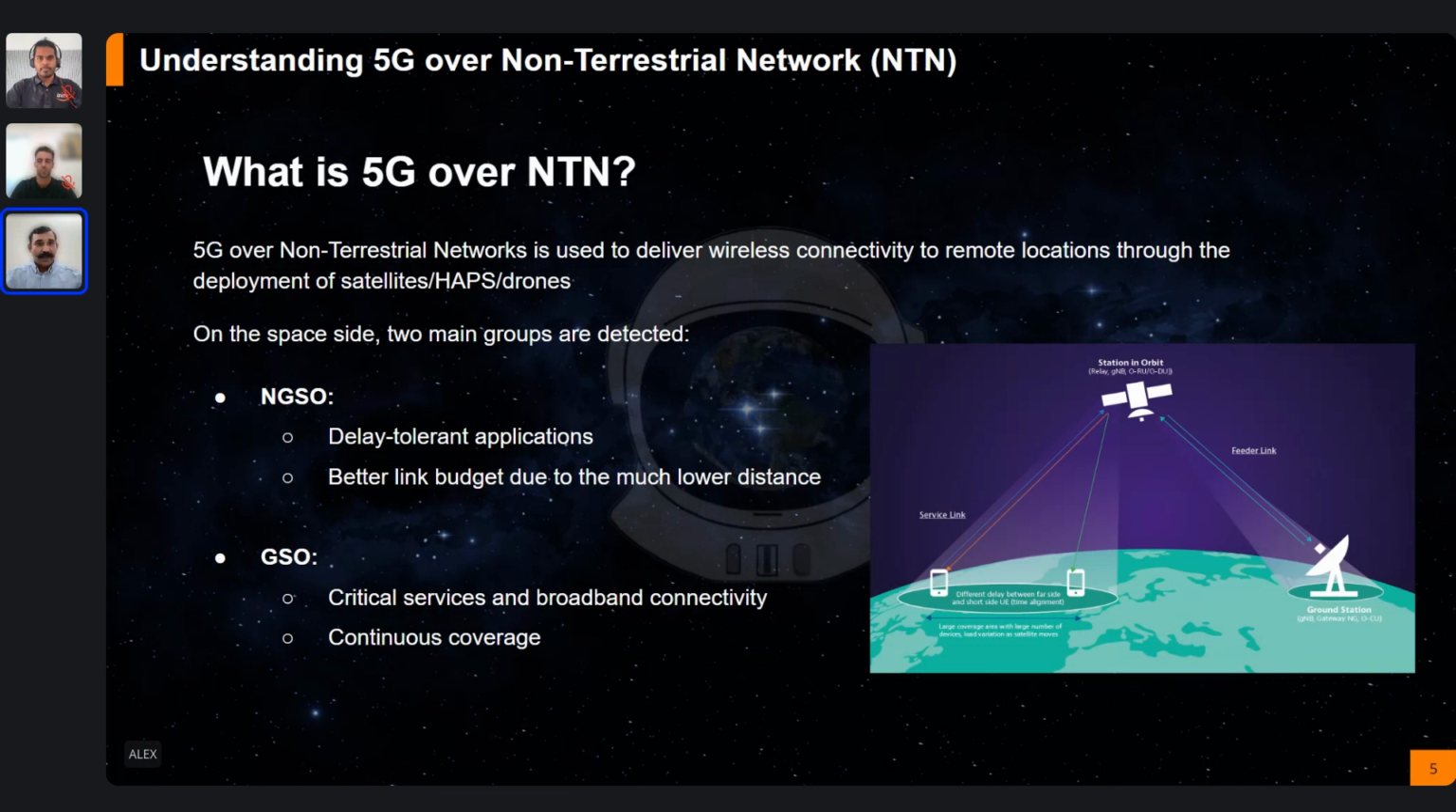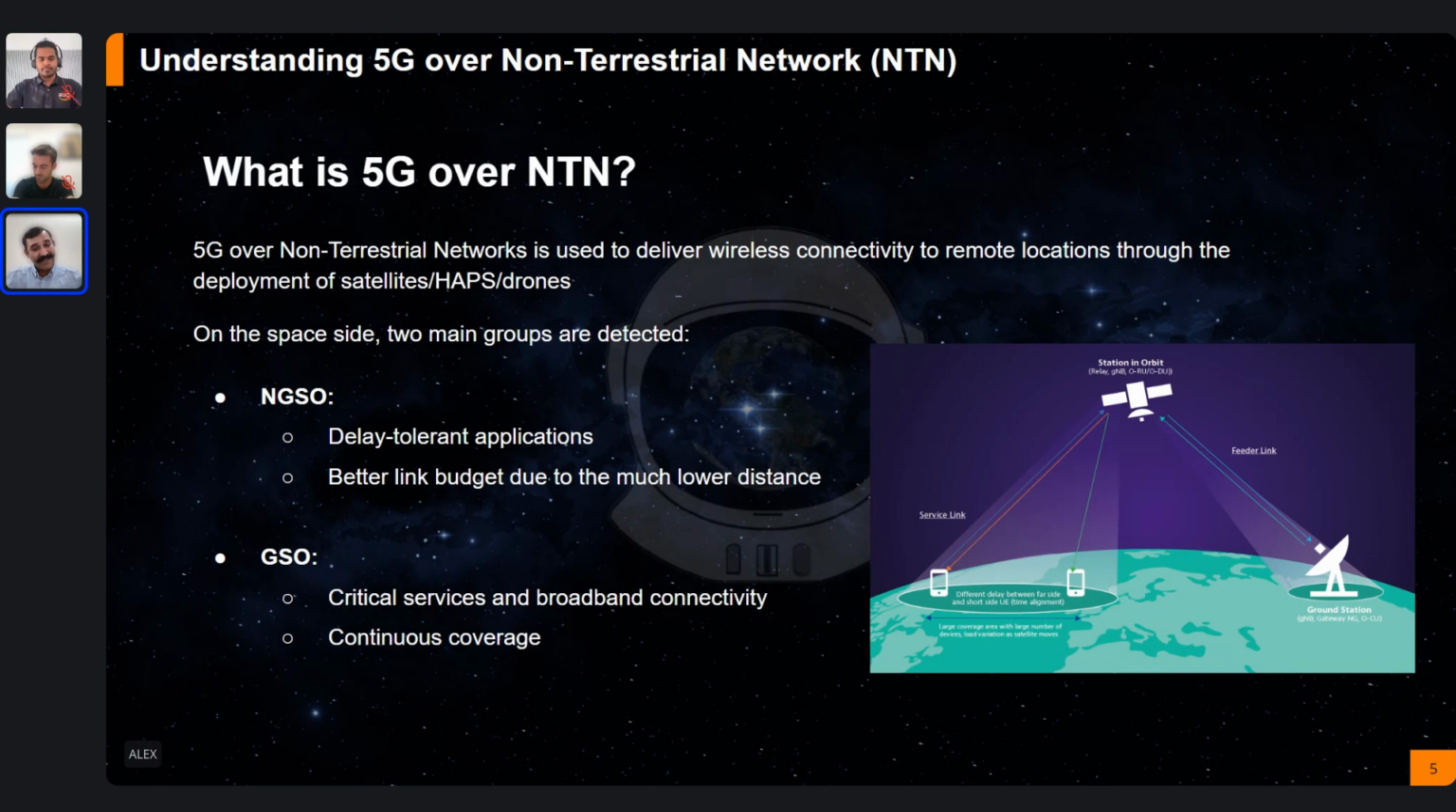So if we now talk about what is the 5G over NTN, 5G over non-terrestrial network. Non-terrestrial network is the next big thing, I would say, after the revolution of the IoT. The next thing is the IoT over NTN. So 5G protocol over an NTN is used to deliver wireless connectivity for remote locations using the satellite.